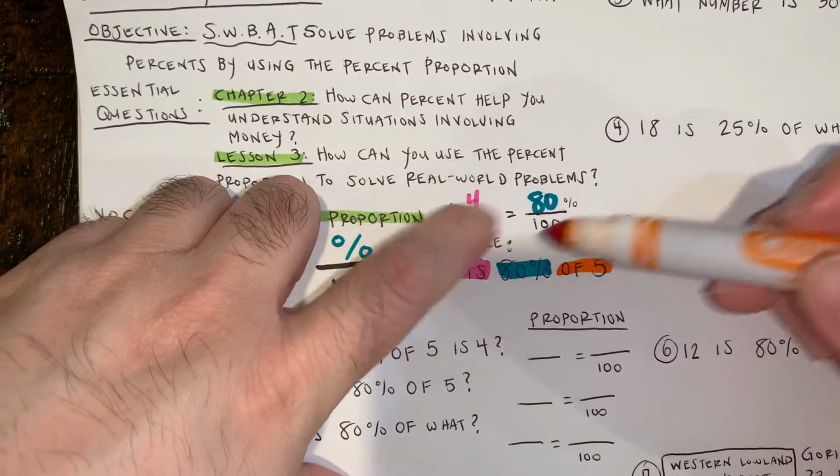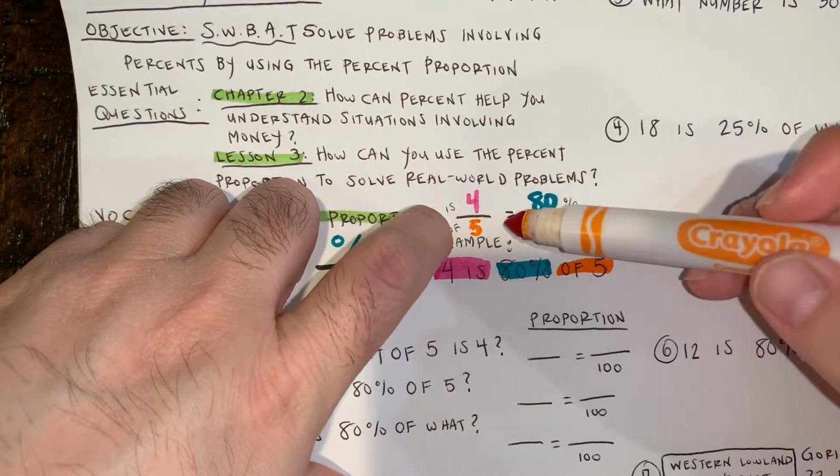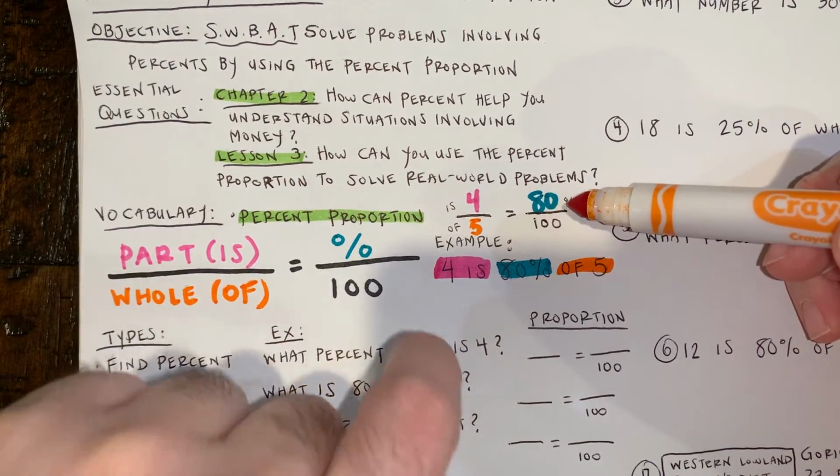Is over of equals percent over 100. I know I'm going to be repeating is over of equals percent over 100 many times. But the more I repeat it, the more it's going to stick in your head.